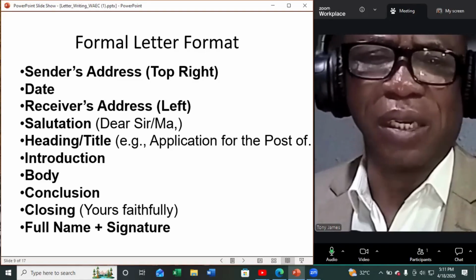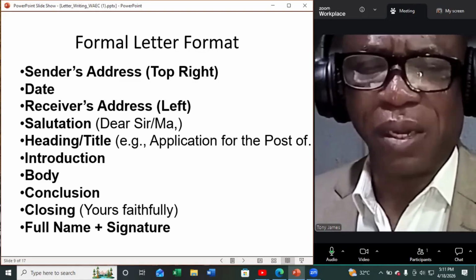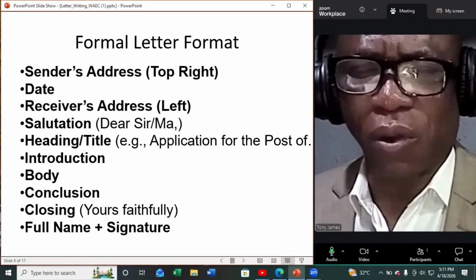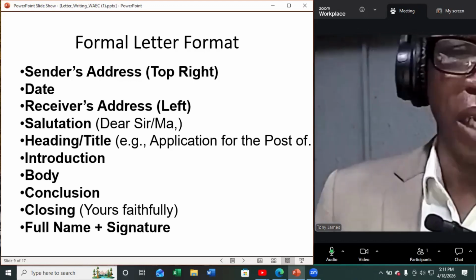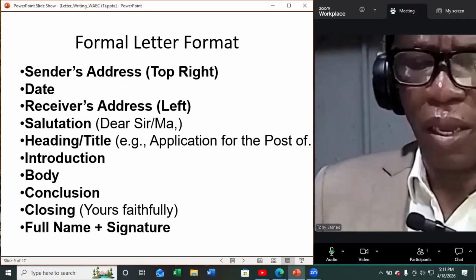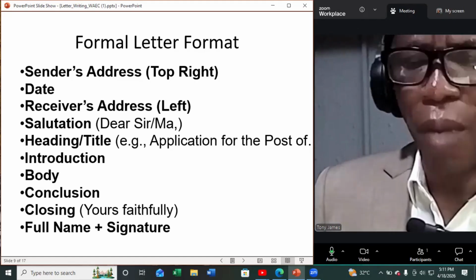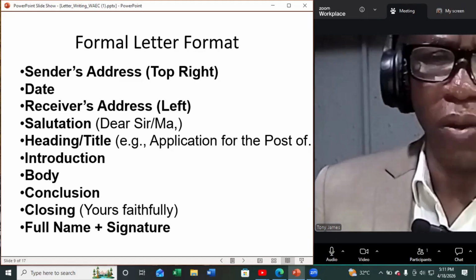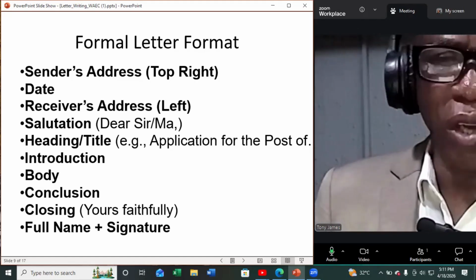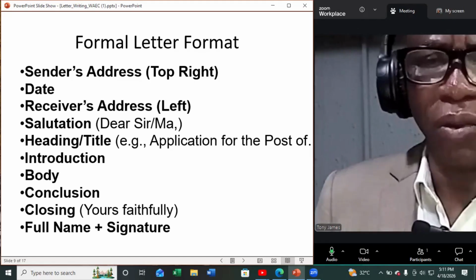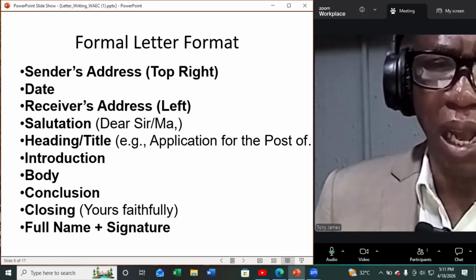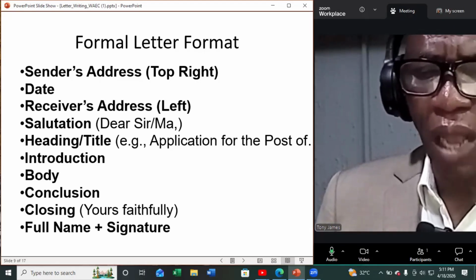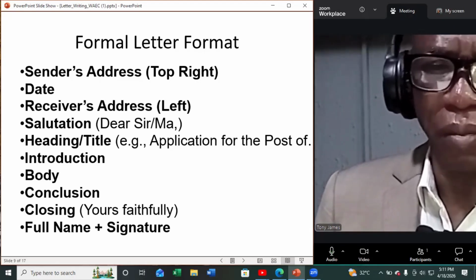So having written the address of the receiver, there is what we call the salutation, even in a formal letter. And the salutation allowed in a formal letter is Dear Sir or Dear Ma. In a situation where a student is in doubt of whether he is writing to a male or female, it is always Dear Sir. Don't write Dear Sir stroke Ma. No, it's Dear Sir.